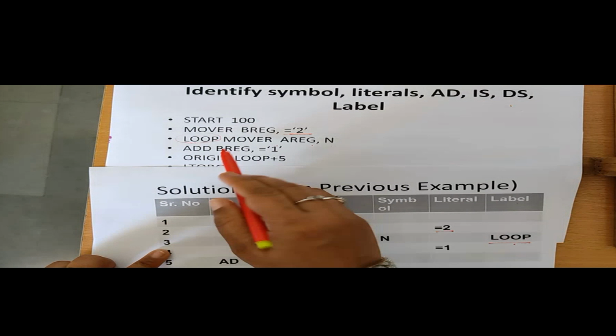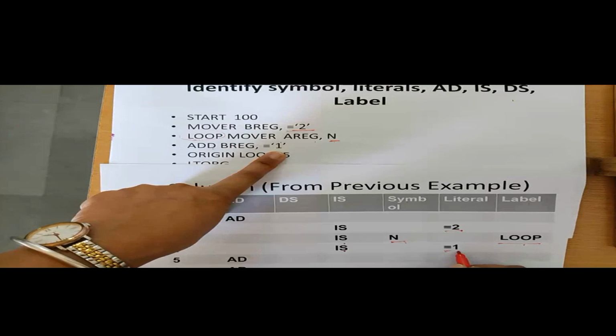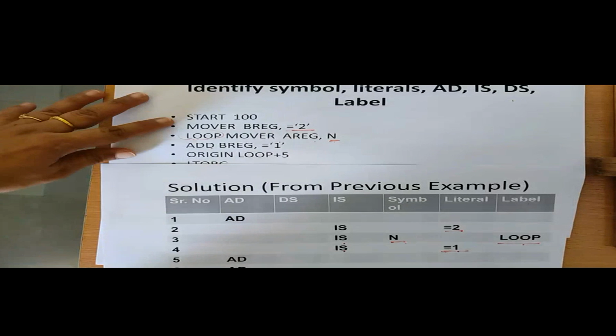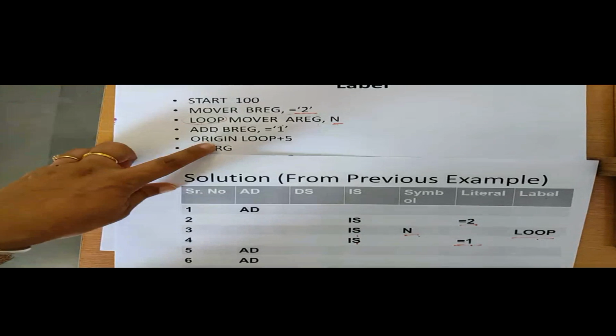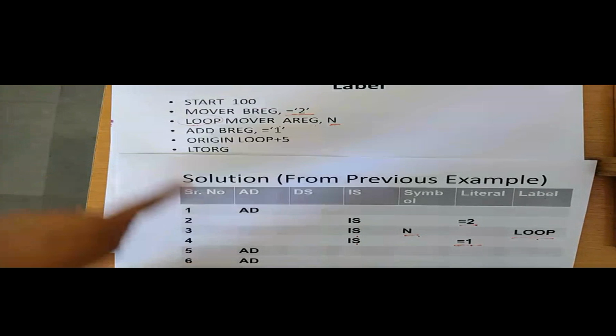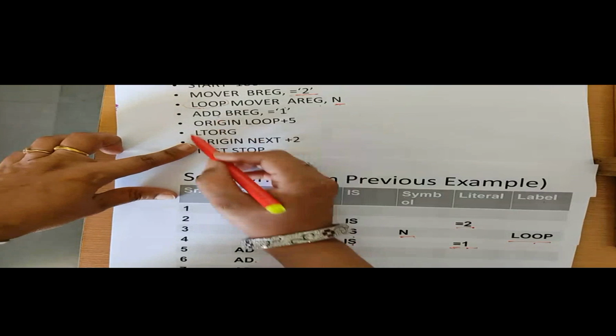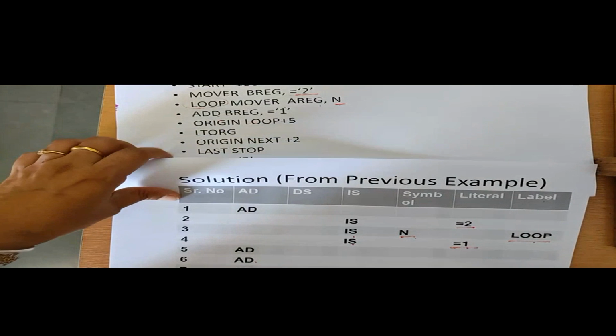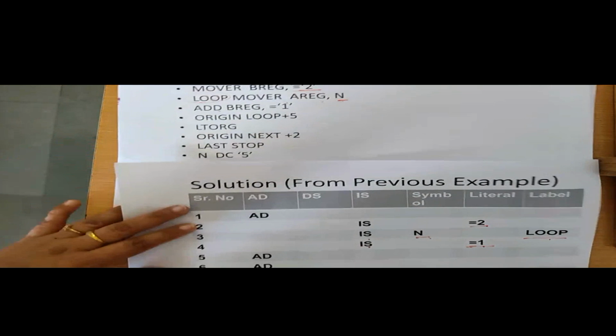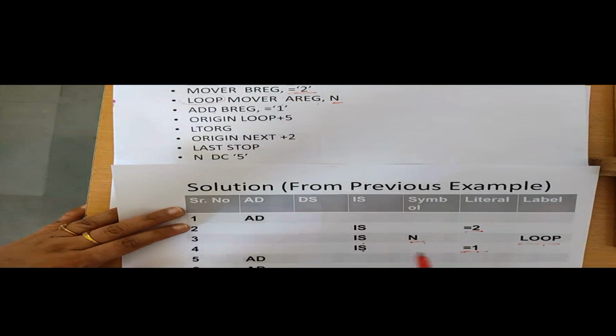Next statement, ADD. So it is an IS statement. We have B register and this is nothing but a literal. Whenever you see equals sign and a numerical value, it is a literal. So it goes here. Right friends. Next, ORIGIN LOOP plus 5. So ORIGIN is AD, LTORG is AD, again ORIGIN is AD. We shall understand in the next lecture the meaning of ORIGIN and LTORG assembly directives. Right now we are just understanding the three types of statements.